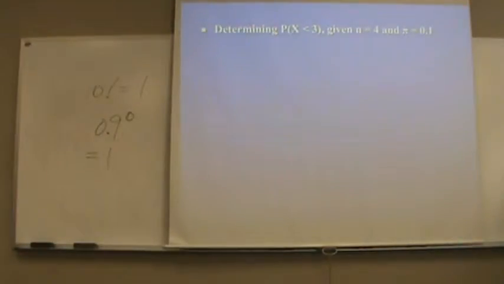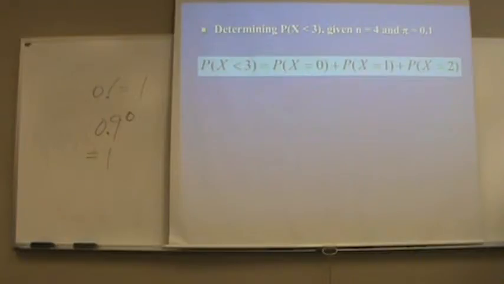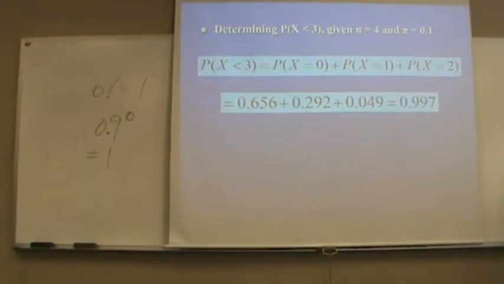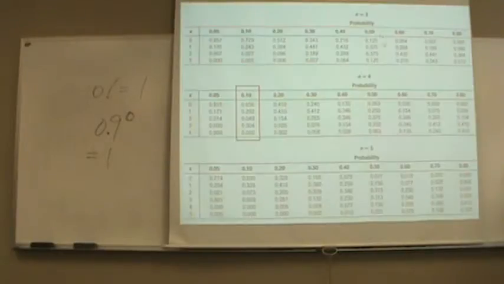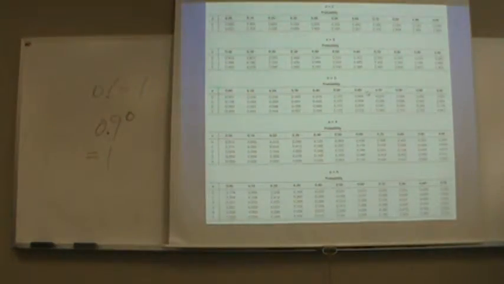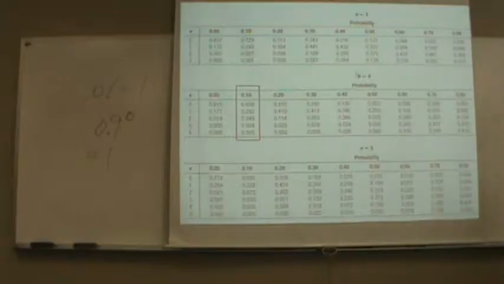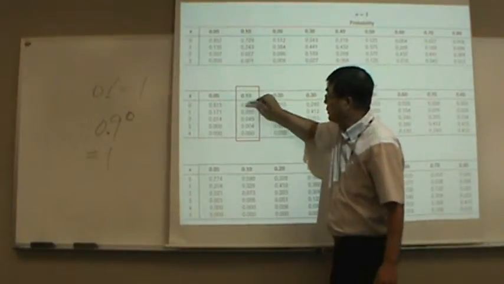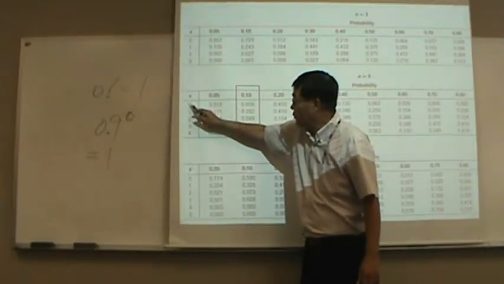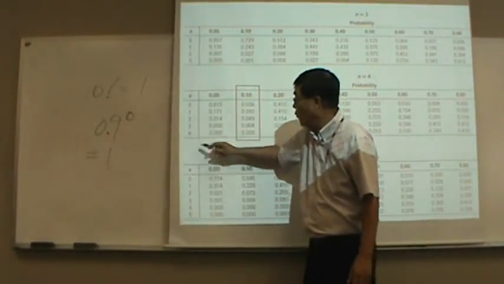So if x is less than 3, that is probability of 0 plus probability of 1 plus probability of 2. When pi is 0.1 and n is 4, then using this chart, n is 4 and pi is 0.1, the probabilities are for 0, 1, 2, 3, 4.